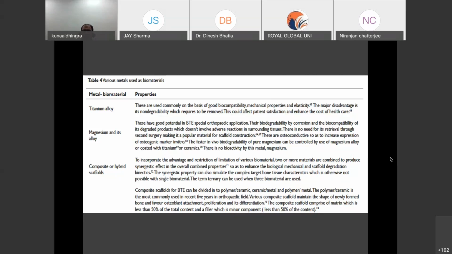The polymer-ceramic is the most commonly used in the orthopedic field. Various composite scaffolds maintain the shape of uniform bone and favor osteoblast attachment, proliferation, and differentiation. The composite scaffold comprises a matrix, which is less than 50% of total content, and a filler, which is a minor component.